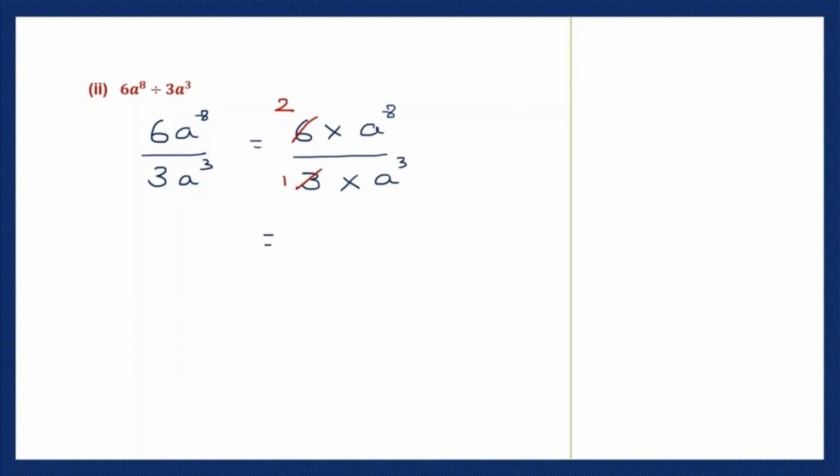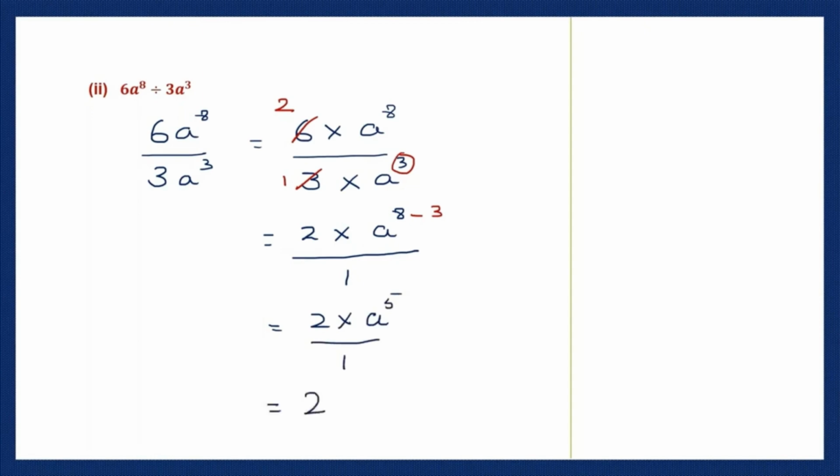So now in the numerator we have 2 into a to the power of 8. Using the exponent law, we're going to move this up. So it becomes minus 3. 8 minus 3, and in the denominator we have only 1. We've removed that a. So now what do we have? 2 into a to the power of 8 minus 3 is 5 by 1, which is 2a to the power of 5. So this is the final answer, 2a to the power of 5.